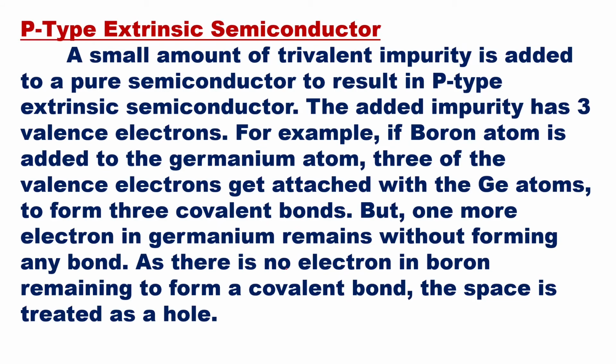Then we'll come to see what a P-type semiconductor is. If a small amount of trivalent impurity is added to a pure semiconductor, it becomes a P-type extrinsic semiconductor. The added impurity has 3 valence electrons. For example, if boron is added to germanium, 3 of the valence electrons get attached with the germanium atom to form 3 covalent bonds. But 1 more electron in the germanium atom remains without forming a bond, as there is no electron in the boron remaining to form a covalent bond. That empty space where there is no electron is treated as a hole.